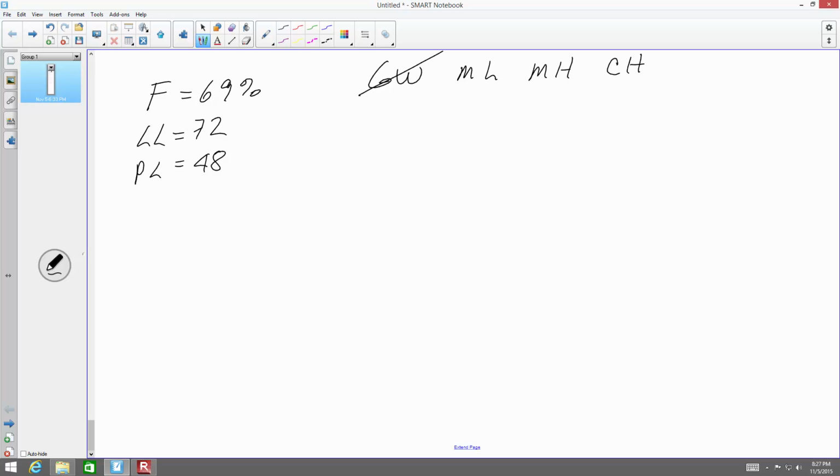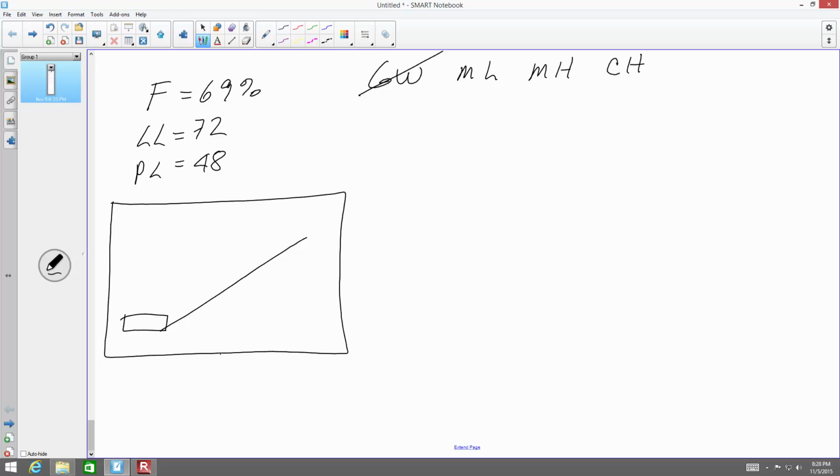What other one can you cross off real fast? Remember your plasticity chart, right? Got this little box zone down here, and this flows up through here. It looks like that. What's that number right there? 50. So this is the MLs down here. This is the CLs up here, CHs and MHs. This is liquid limit down here. This is plasticity index up through here. So we know it can't be a CL or ML because the liquid limit's 72.